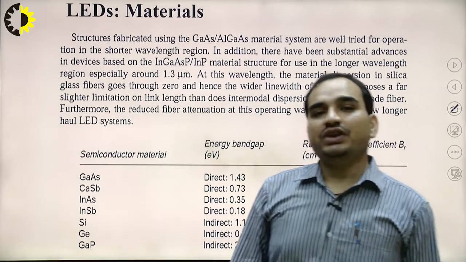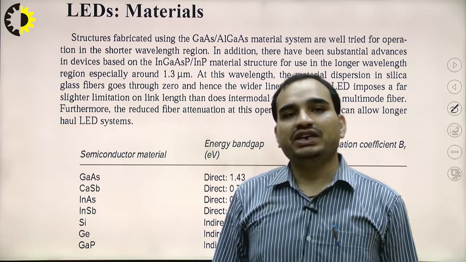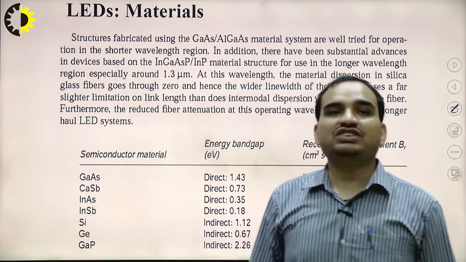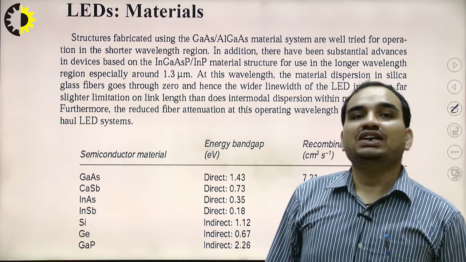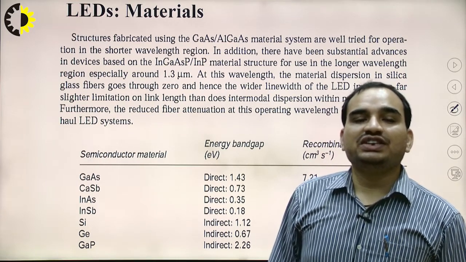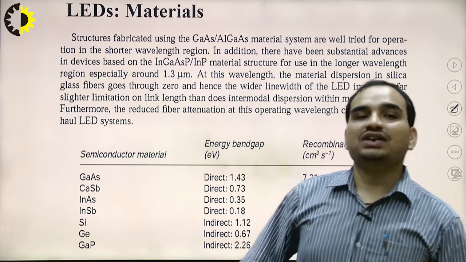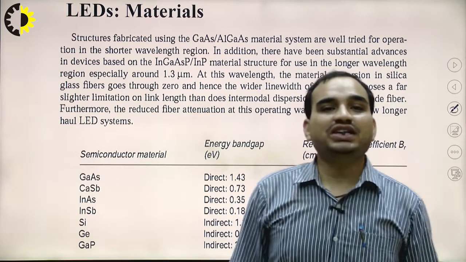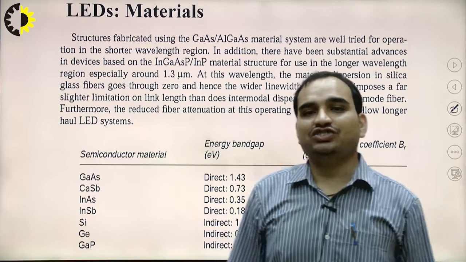Now there are different materials which are used to fabricate the LED. Some structures are fabricated using gallium arsenide, and some structures using indium arsenide. So what are these materials and which materials are used to fabricate the LED, as shown in the table.